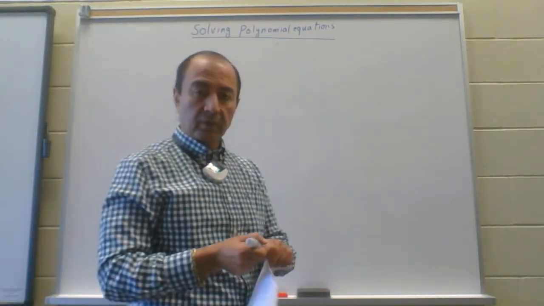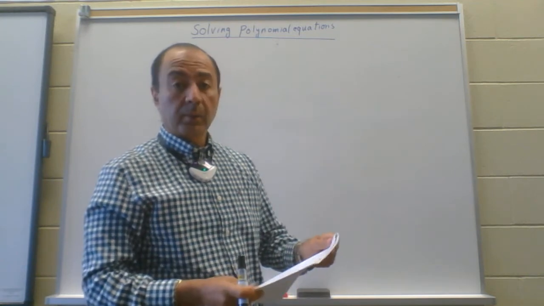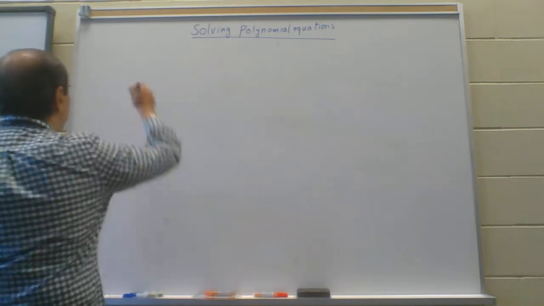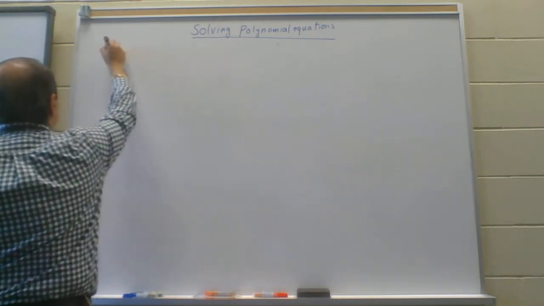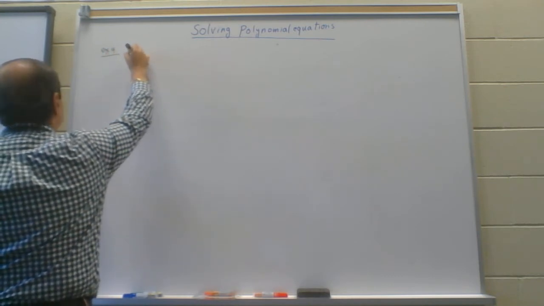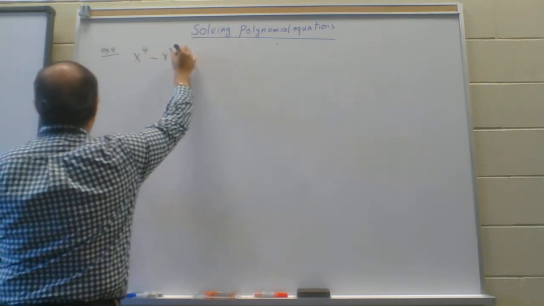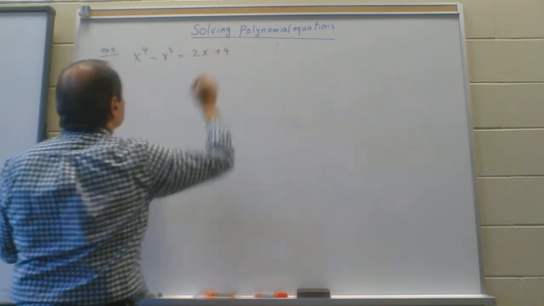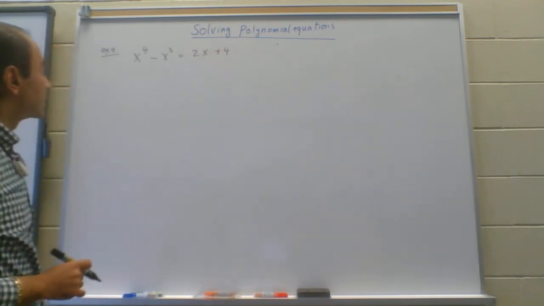Again, I'm going to give you one more example of solving a polynomial equation. So let's say I have, I think this is example 4. Not sure, 4 or 3. Anyway, x to the power of 4 minus x cubed equals 2x plus 4. We are going to follow the steps.